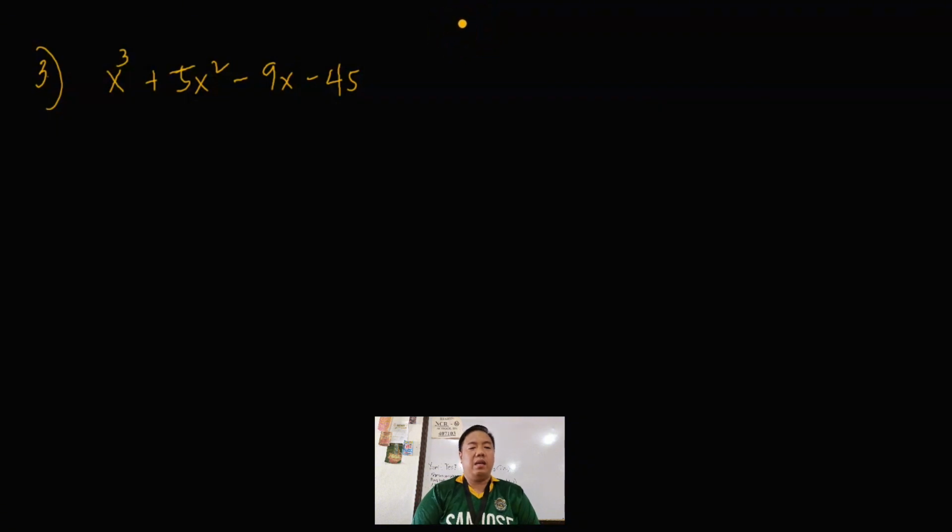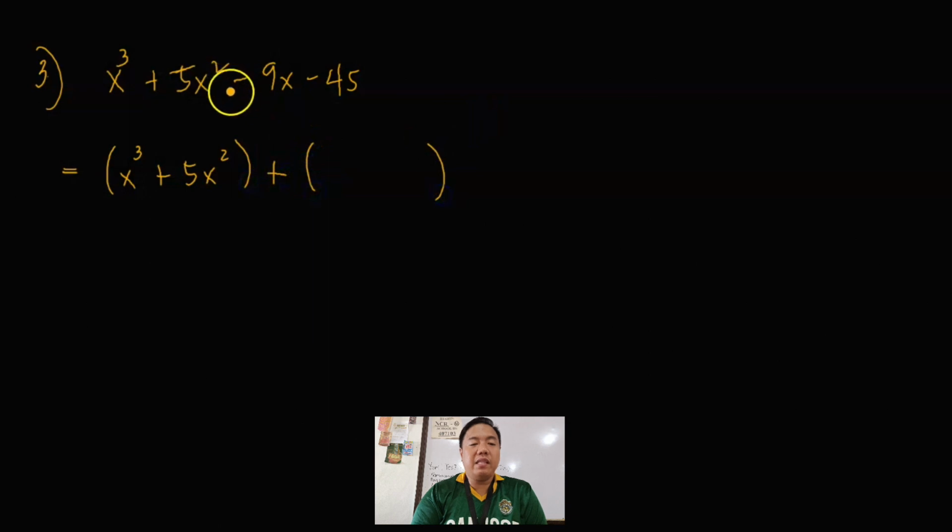Okay. So, let's proceed sa kung ano man yung dapat natin ginagawa. We have 4 terms. So, for the 4 terms, very good. So, we're going to have factoring by grouping. So, let's start grouping the first one. x cubed plus 5x squared, automatic plus. And then, write all this inside the parentheses. So, negative 9x minus 45.